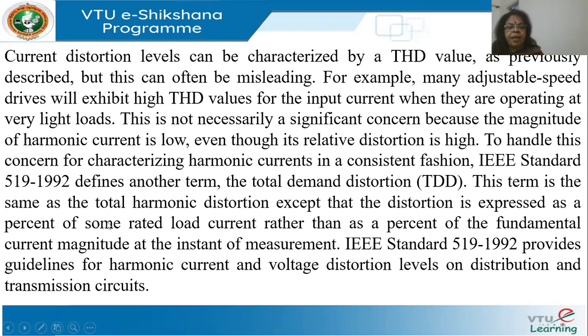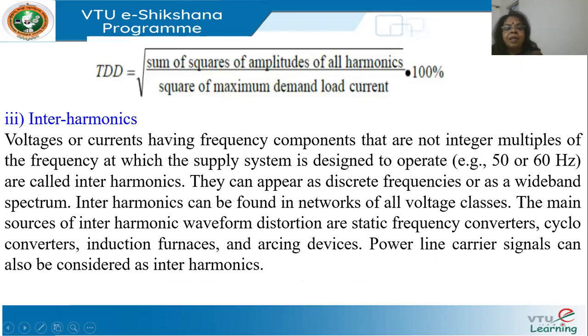Therefore, the IEEE 519 standard defines one more term called the total demand distortion. The only difference here is the denominator. Instead of being the fundamental, because if I take the fundamental, the ratio of harmonic to fundamental is the same irrespective of the loads, here we take the maximum demand load current. Right? So under light load conditions, the magnitude of the numerator will be small compared to the total maximum demand. Therefore, TDD is an indication of whether you have to bother about the current harmonics or not.